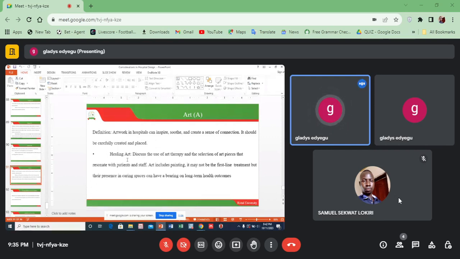Art can be in the form of drawing. Art can be in the form of someone making a model of something and putting it in a certain corner. And art can be, you can draw anything of any kind to simulate something. So when you're doing this art in a hospital, you have to look at how it's going to impact your patients.